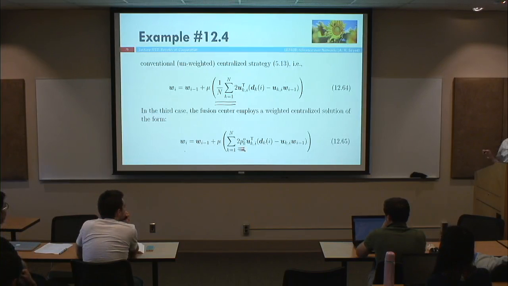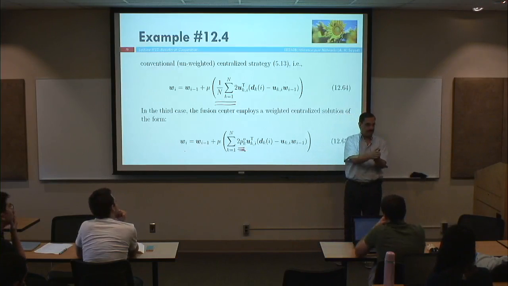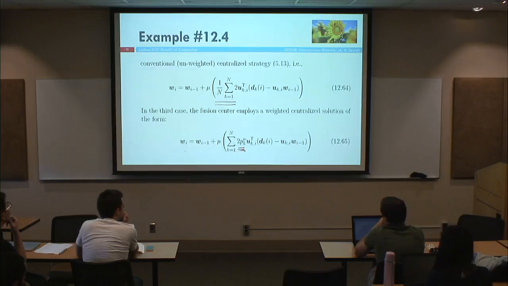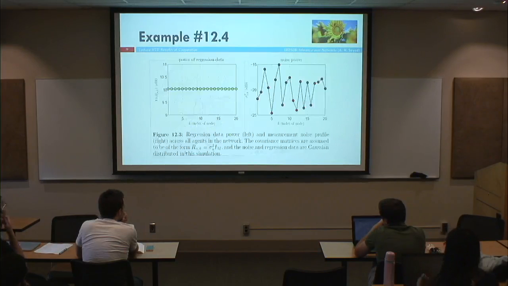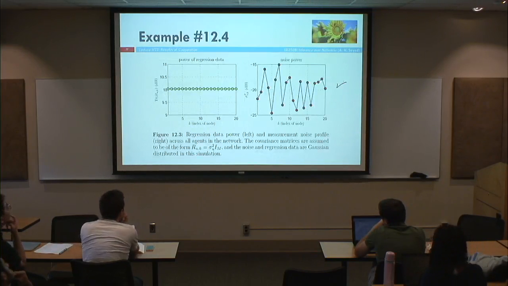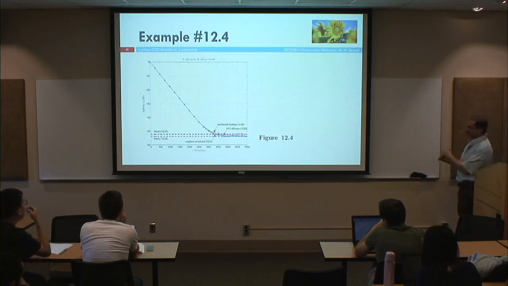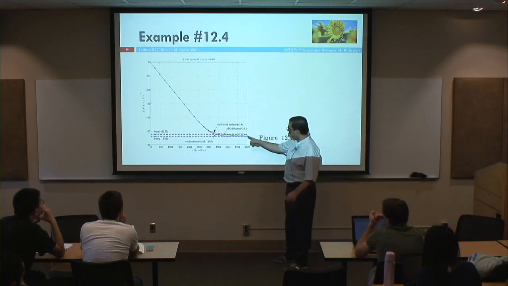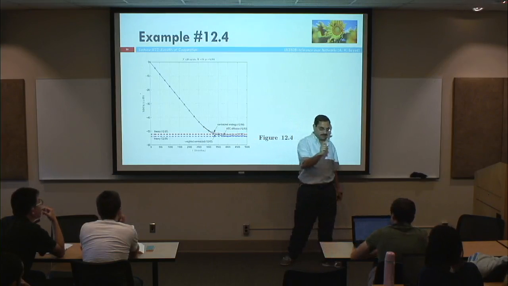So what do you expect to see? The learning curves of this and diffusion to be almost on top of each other, and this to be worse, right? And the simulations confirm the theory. This is the network. This is the noise power, and RU is uniform across the agents. And if you plot the learning curves, this is what you see. You can see that the red curve is the regular centralized, the black curve here is diffusion, and the one a little bit below it is the centralized solution.